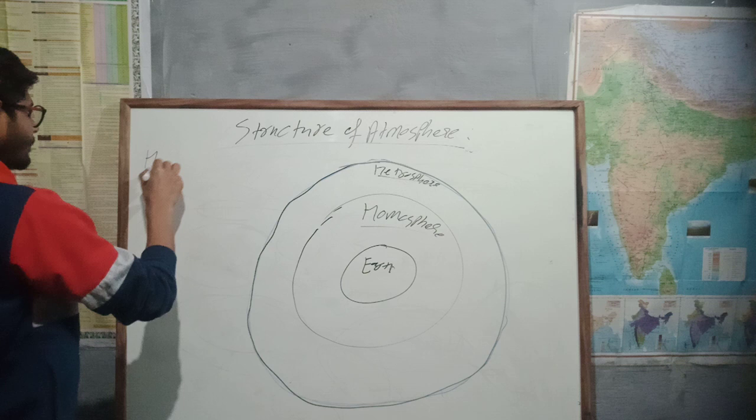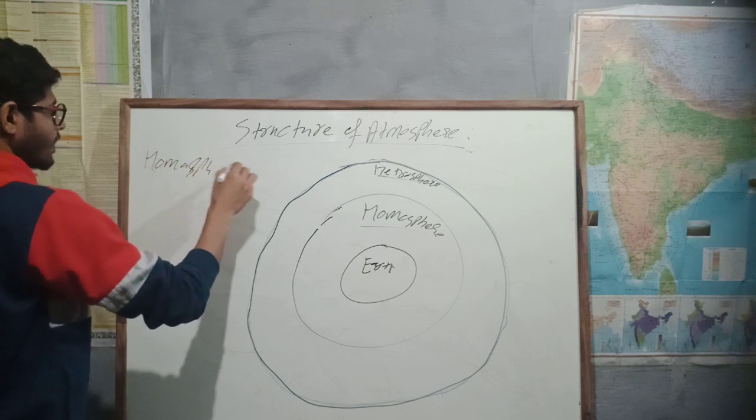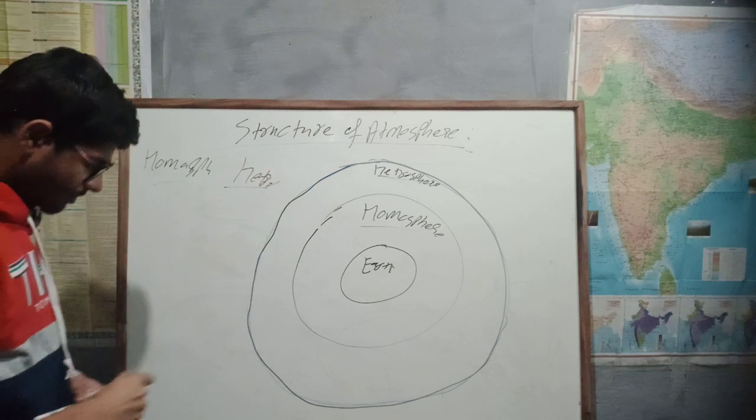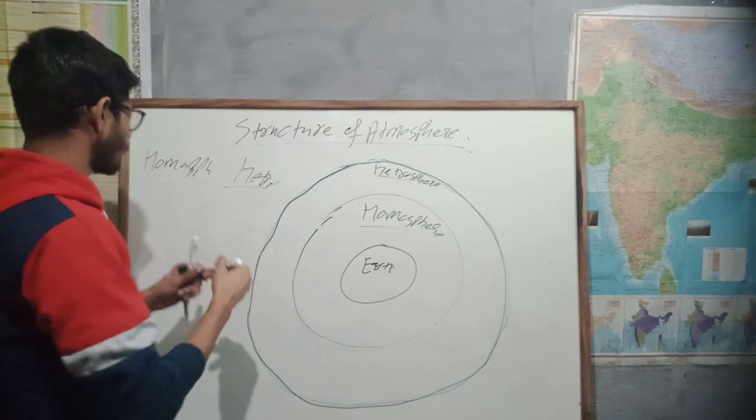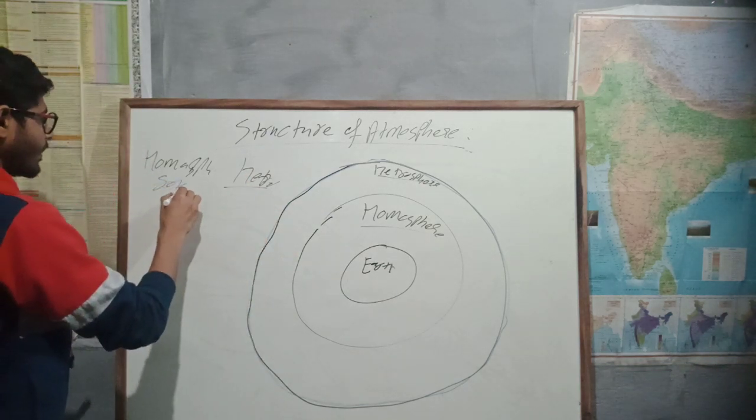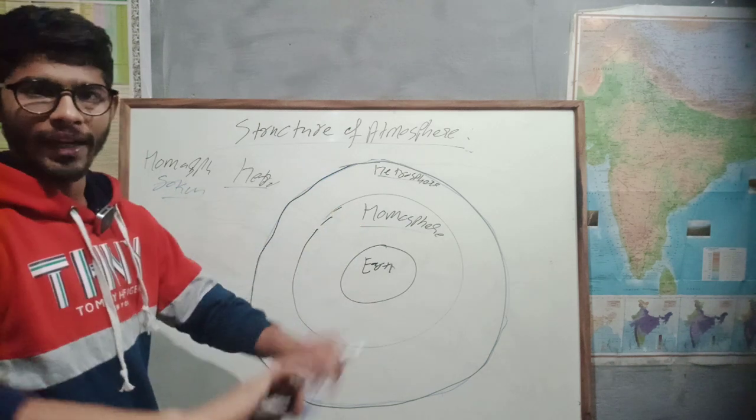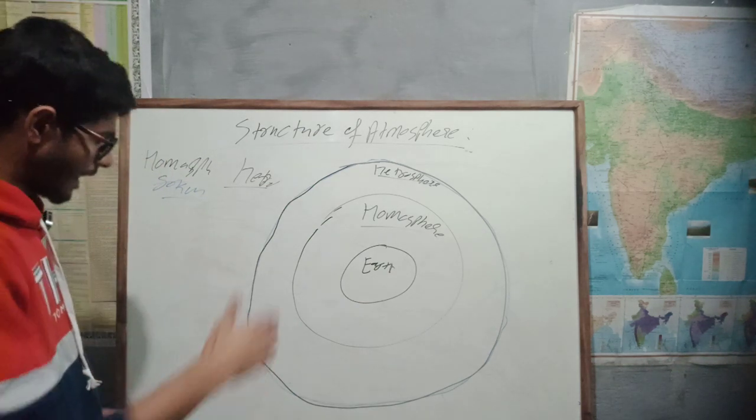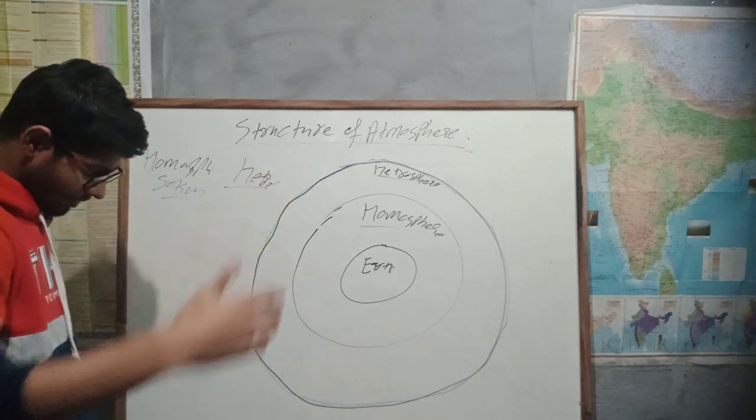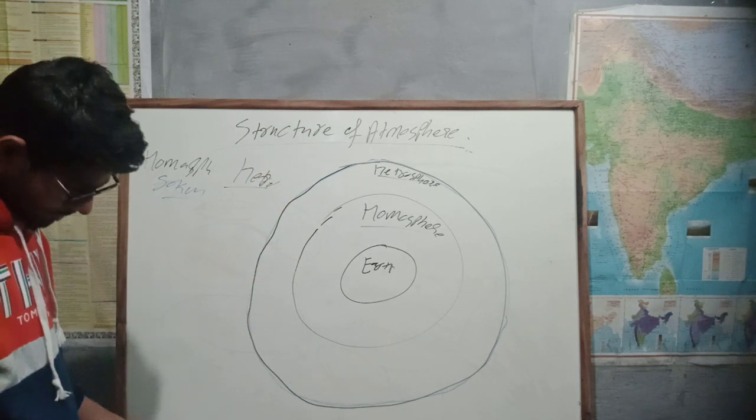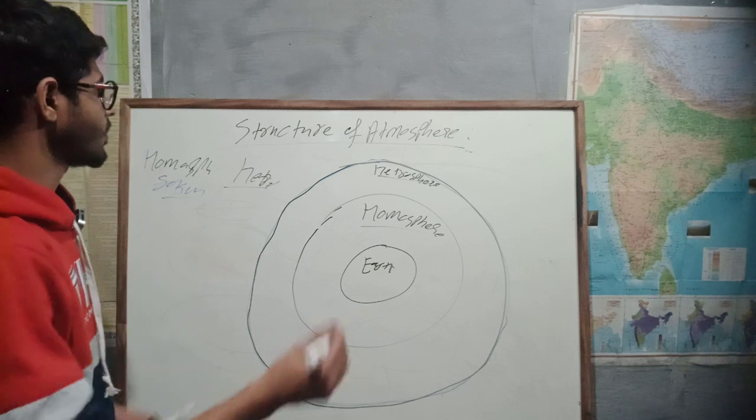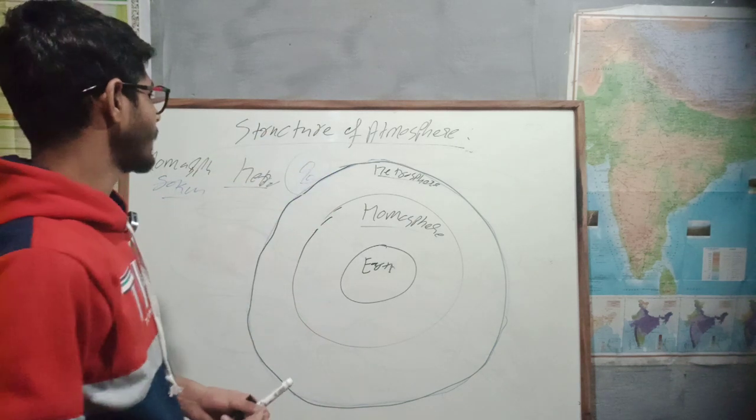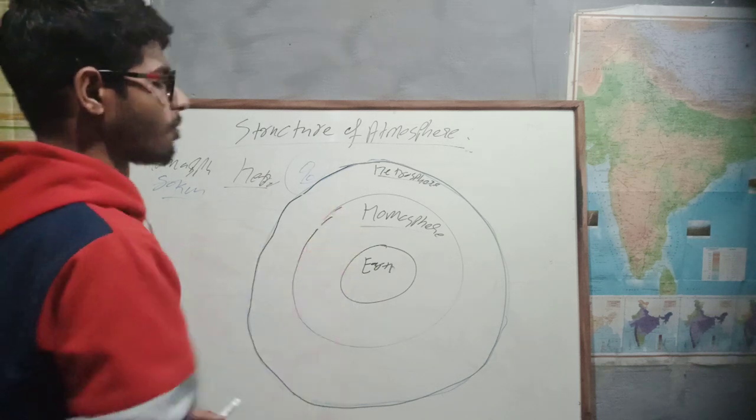So homosphere, and here we have this heterosphere. What's the boundary of the homosphere? It is only confined to 80 kilometers. Homosphere is only up to 80 kilometers, about 90 kilometers. It is up to 92, where the limits of the homosphere are.